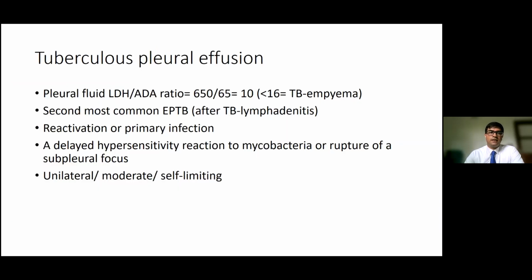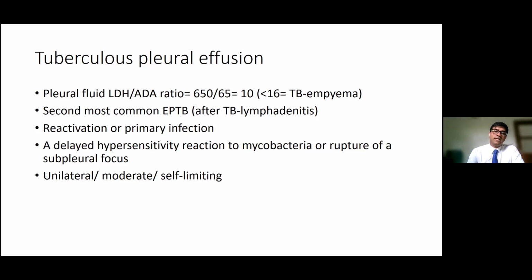than 40. So whether it's a TB pleural effusion or an empyema, for that differentiation, you have to apply the pleural fluid LDH to ADA ratio. In this patient, it is less than 60. So it supports a diagnosis of TB empyema over a pyogenic empyema.